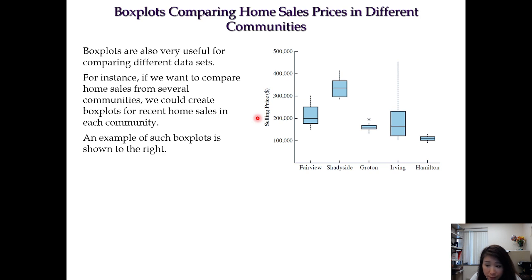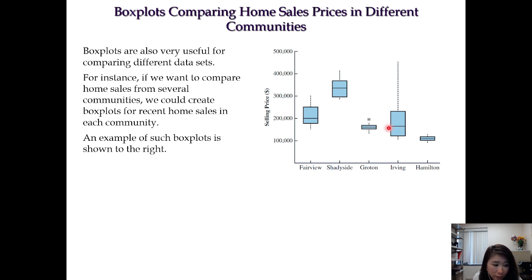And Hamilton has the lowest box, so that means the cheapest houses are in the Hamilton area, Hamilton versus Shadyside. Besides that, we can focus on these horizontal lines, which give us the value for the median. We found that the median house sale price for Groton is about the same as the median home sale price for Irving.